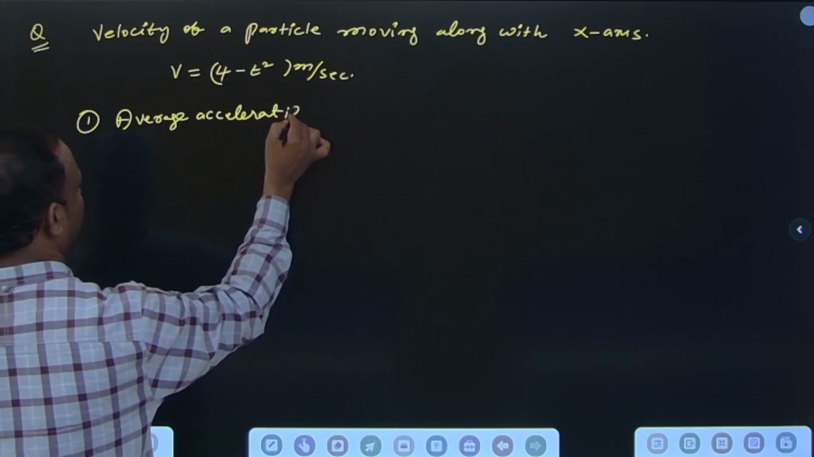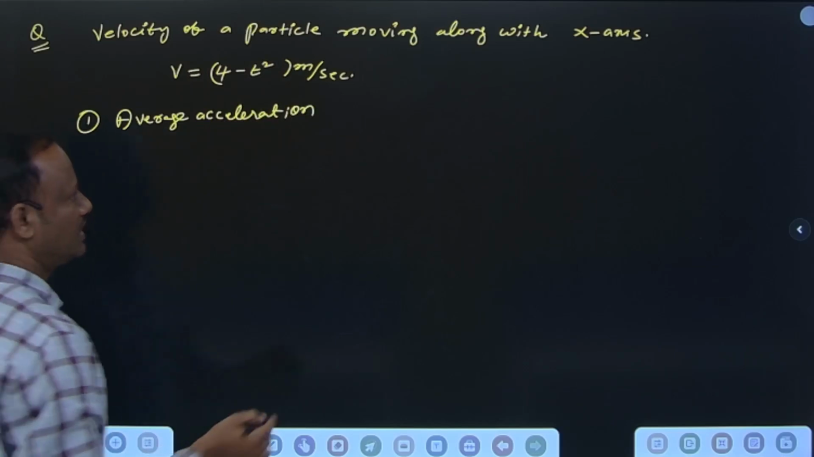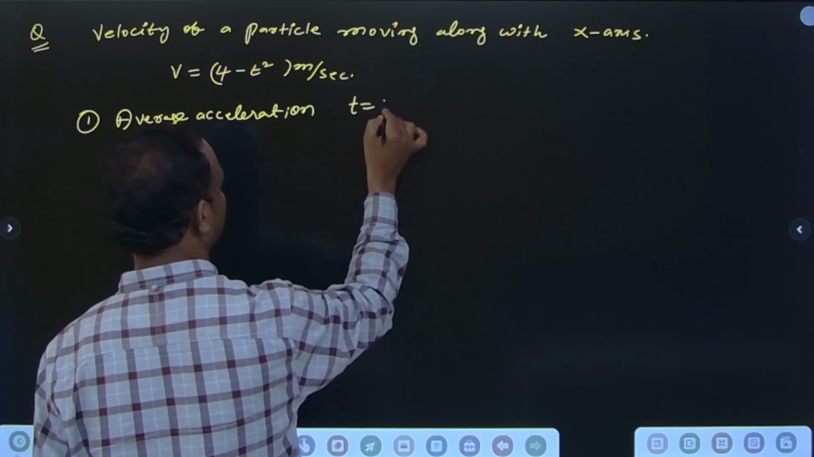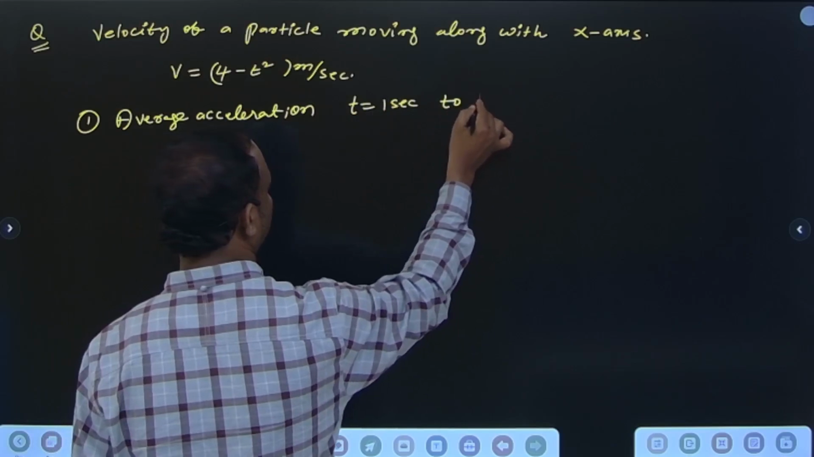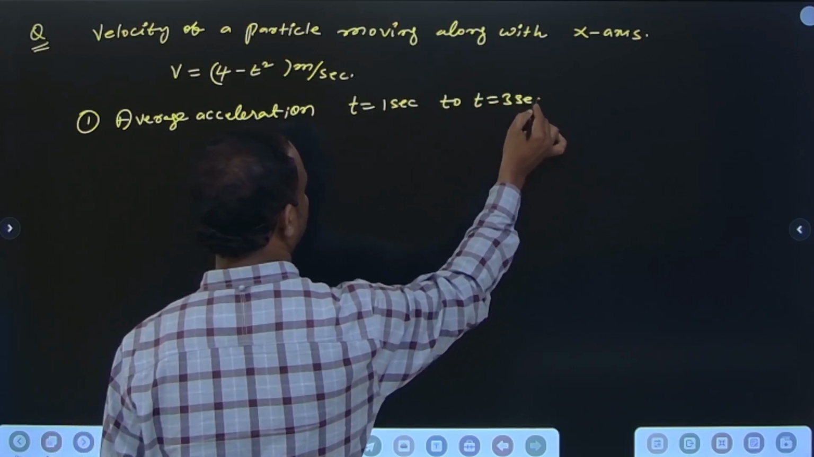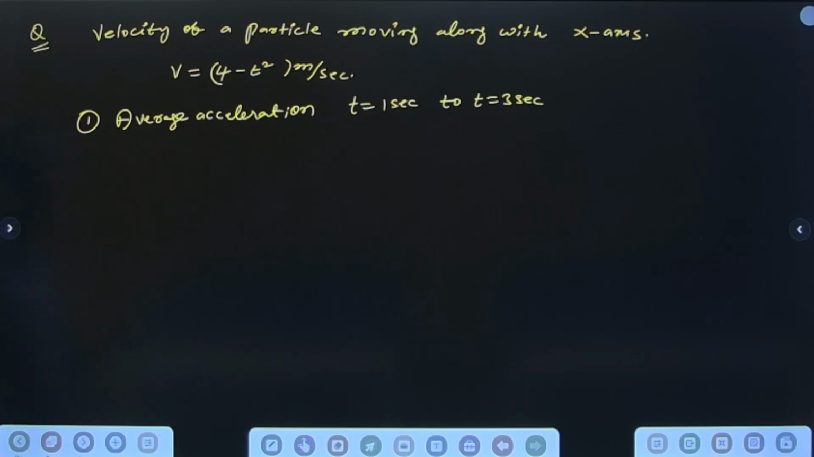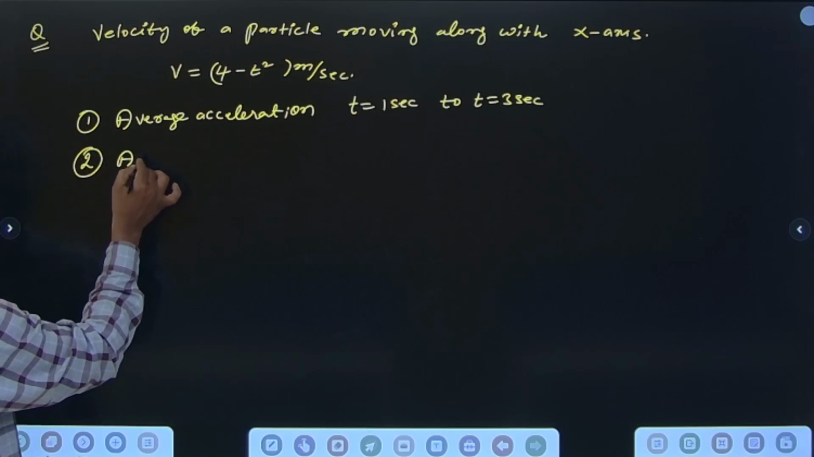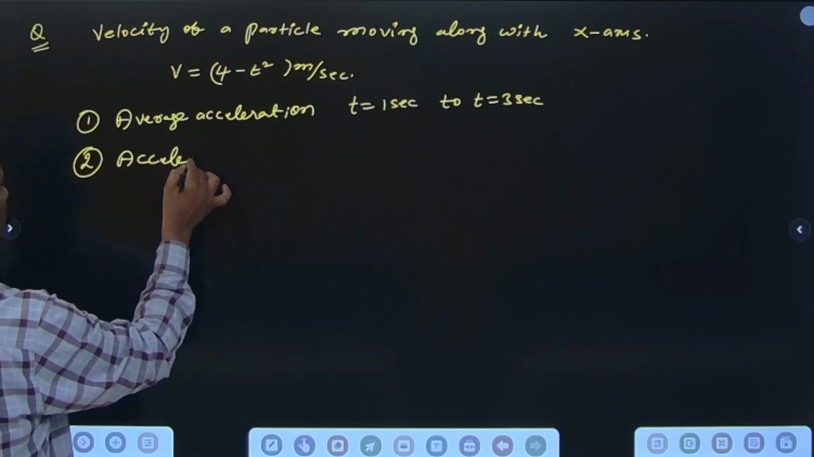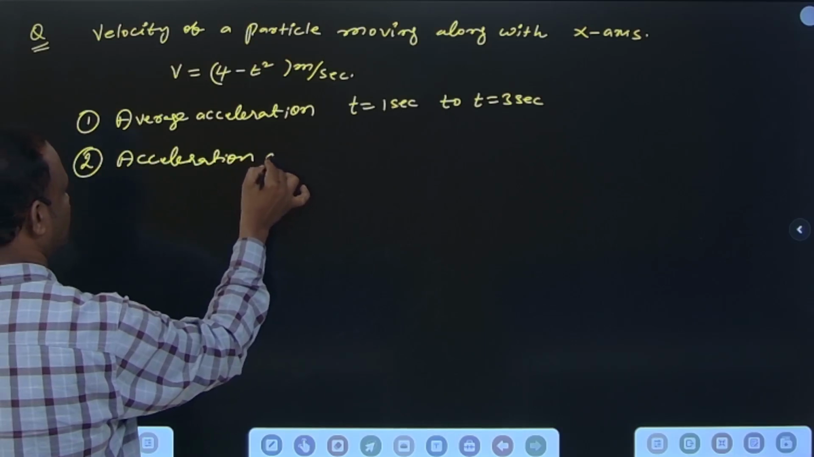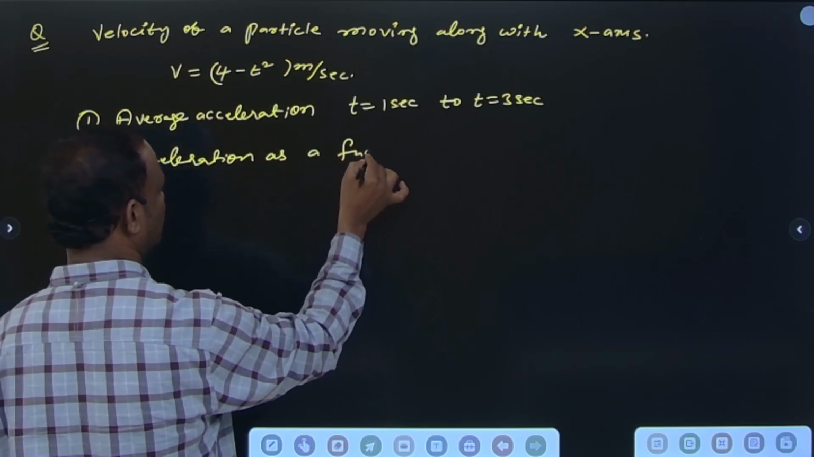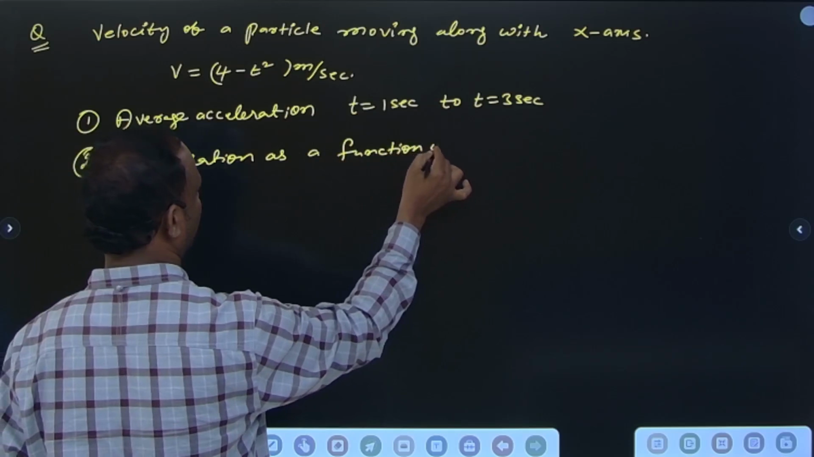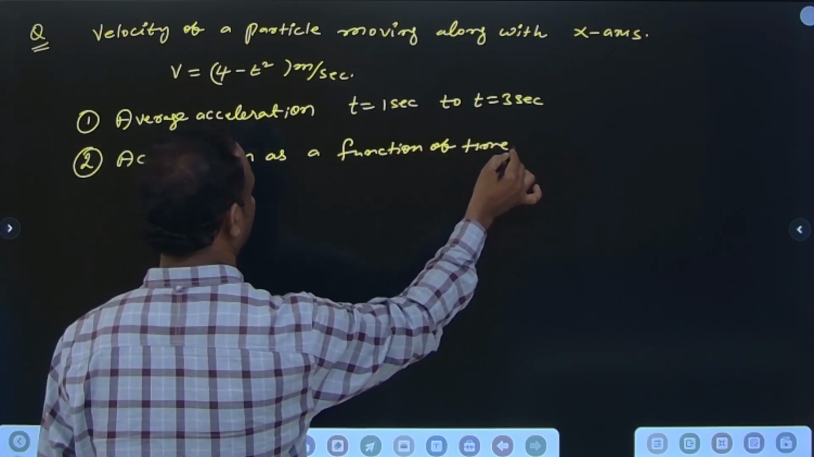First one is about average acceleration, from t = 1 second to t = 3 seconds. When we say average acceleration, we need to mention t, from a particular t1 to t2. Next, the second one is about acceleration as a function of time.